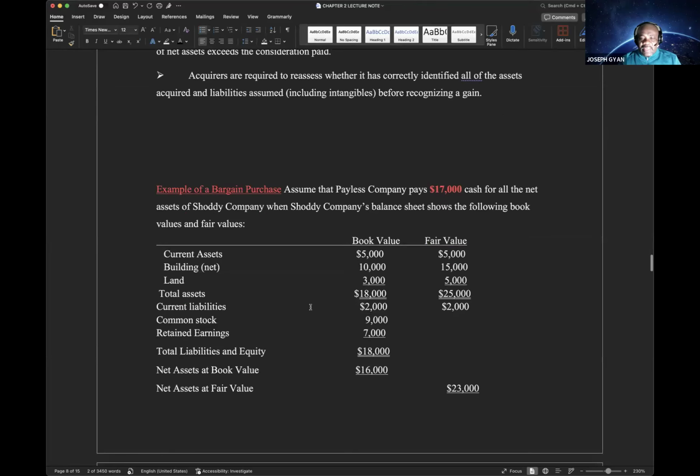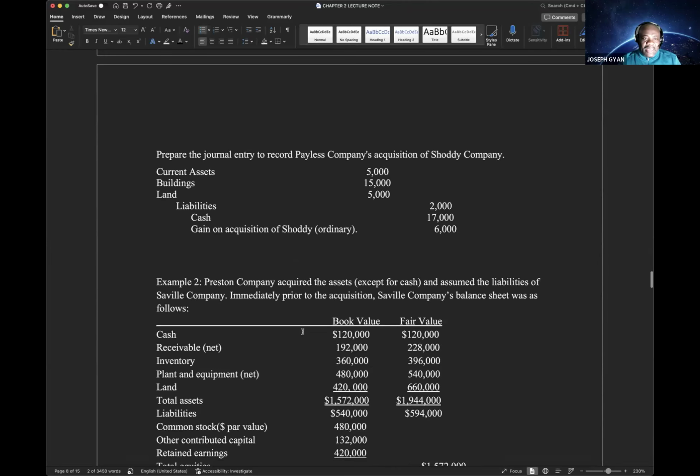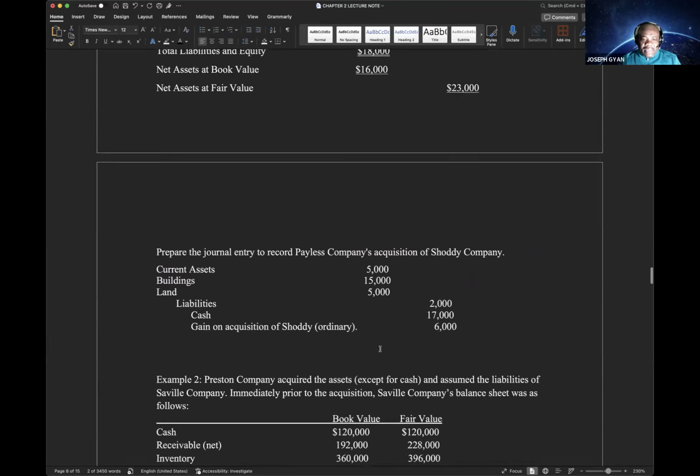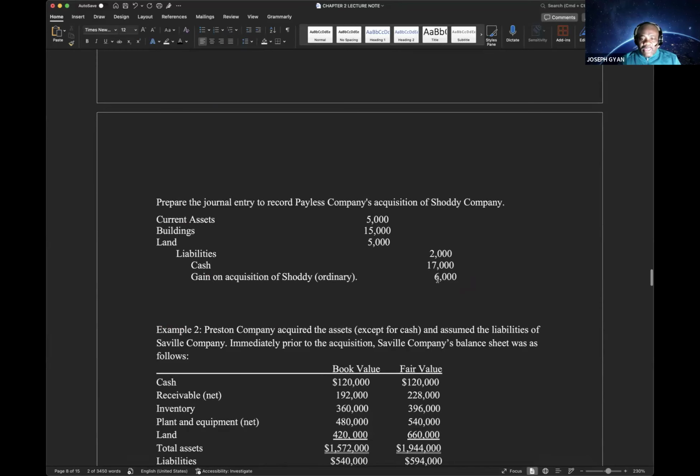Looking at this example, it is the same here. Prepare the journal entry. We debit the current assets, 5,000. The building is 15,000. The land is 5,000 here. We credit the liabilities here. We don't care about the common stock or the retained earnings. So the gain is 6,000.